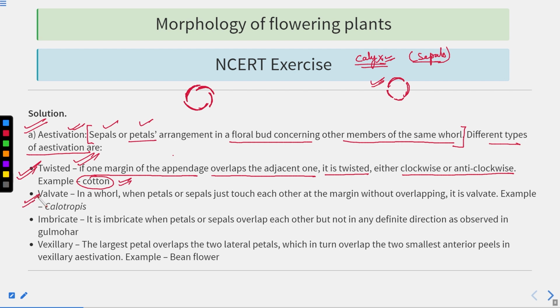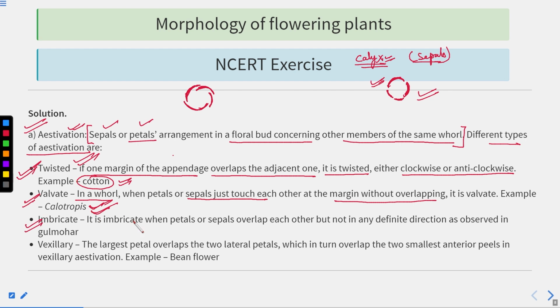Next is the valvate estivation. In valvate, petals or sepals just touch each other at the margin without overlapping. There is no overlapping, as you can see in this one. Their margins are touching each other, but one appendage is not overlapping the adjacent one, right? This we see in the case of calotropis. Valvate estivation.